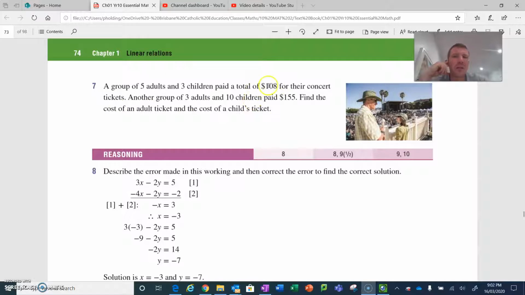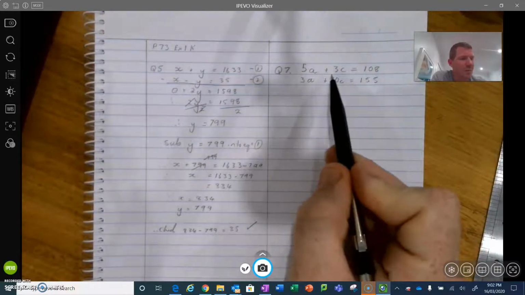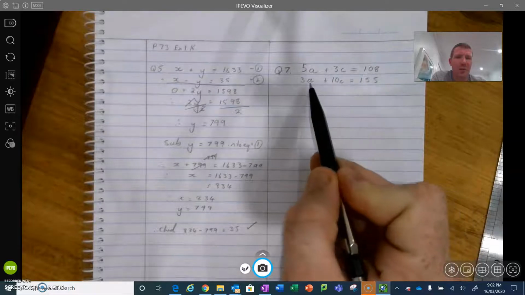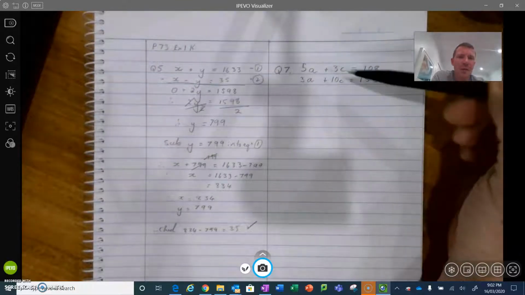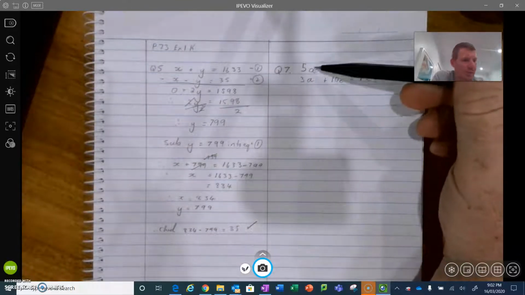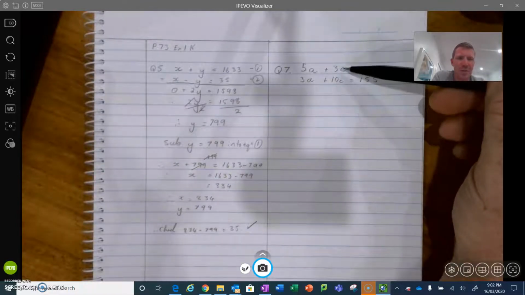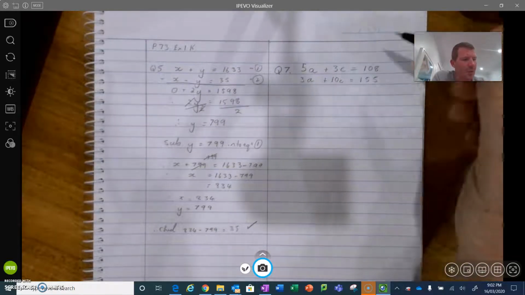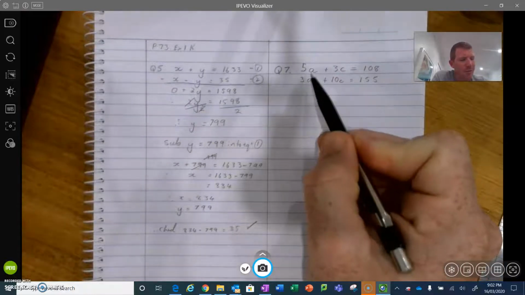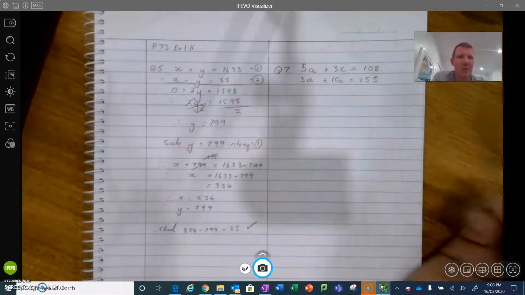So what we need to do is put these into equations, and I have done that here. So I've got 5 adults plus 3 children is $108, and 3 adults and 10 children equals $155. Now, we've got a bit of an issue because we can't eliminate anything using those two numbers, and we can't eliminate anything using those two. So we need to try and find a commonality. I can't multiply 3 by anything to get to 5, and I can't multiply 3 by anything to get to 10, so I'm going to have to do it a different way.